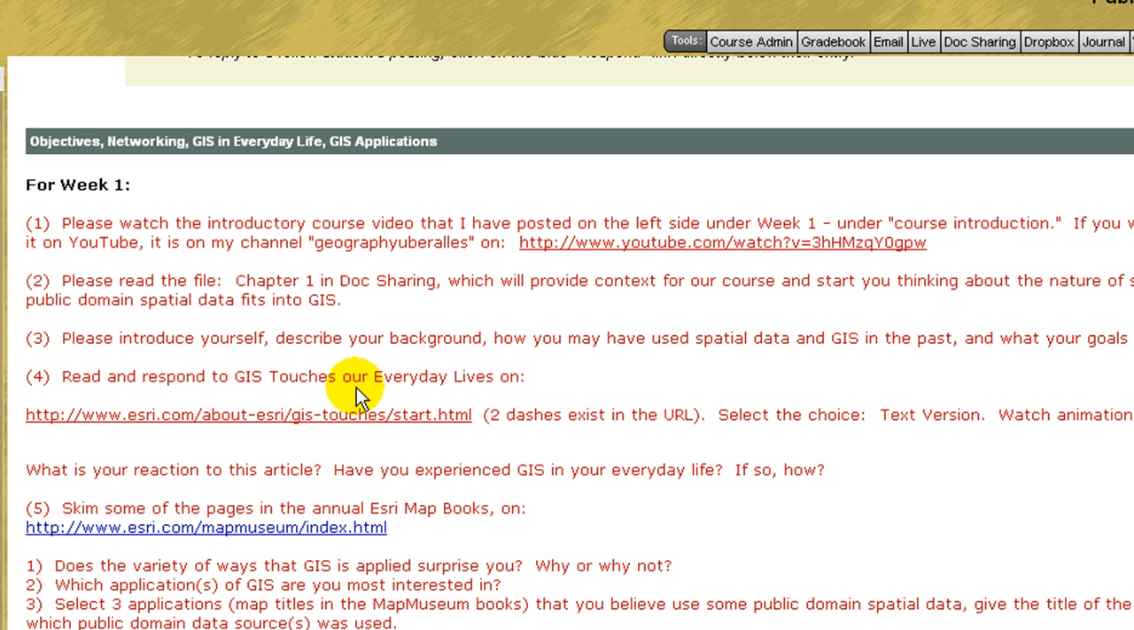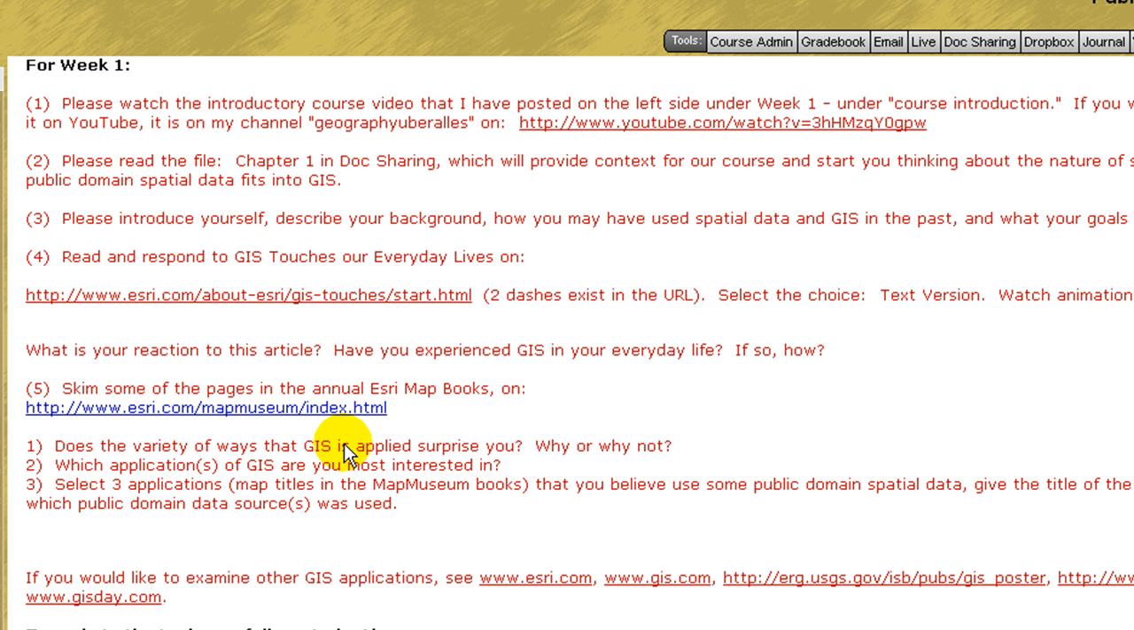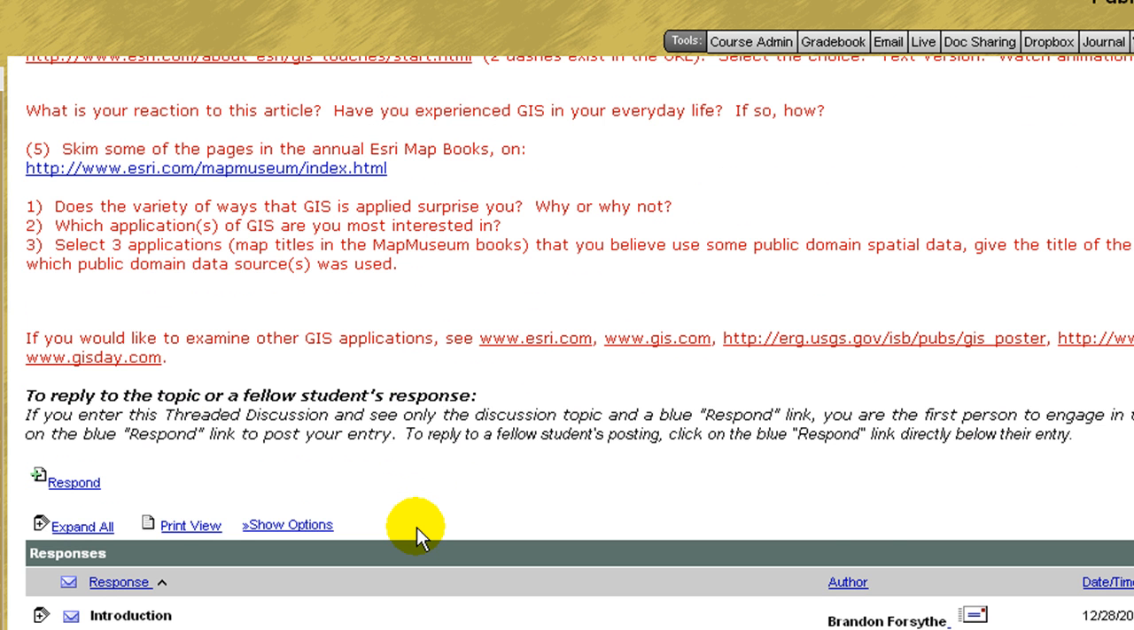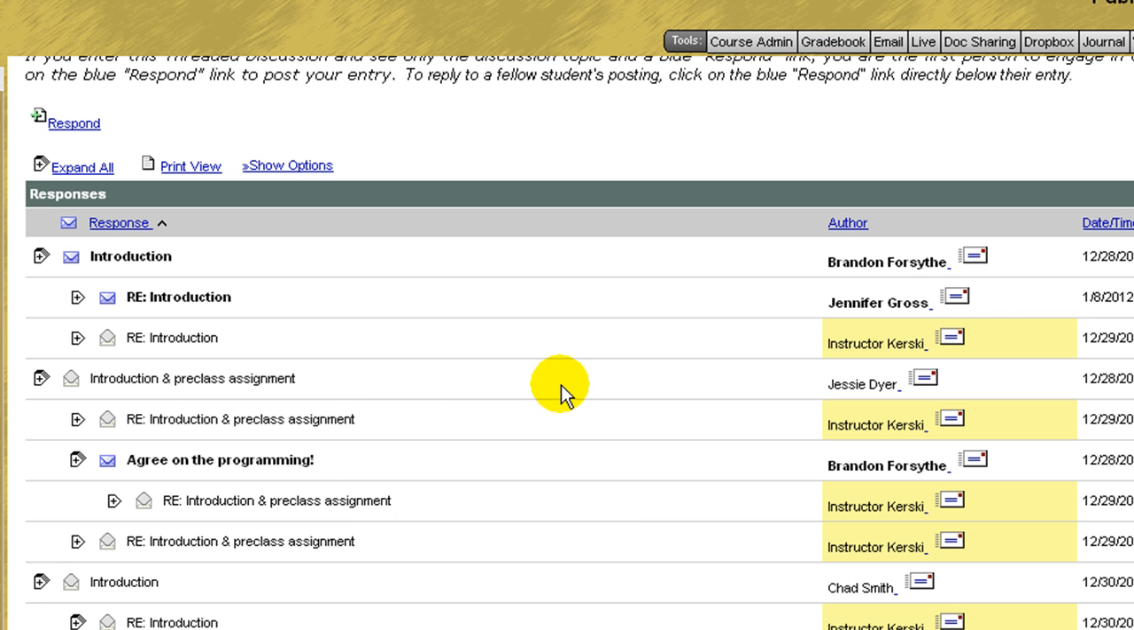Read and respond to GIS Touches Our Everyday Lives in animation on this particular website. What is your reaction to this article? Have you experienced GIS in your everyday life? If so, how? 5. Skim some of the pages in the annual Esri map books. Does the variety of ways that GIS is applied surprise you? Why or why not? Which applications of GIS are you most interested in? Select 3 applications, map titles in the Map Museum books, that you believe use some public domain spatial data. Give the title of the map and indicate which public domain spatial data sources were used. And then there are the responses and discussion.